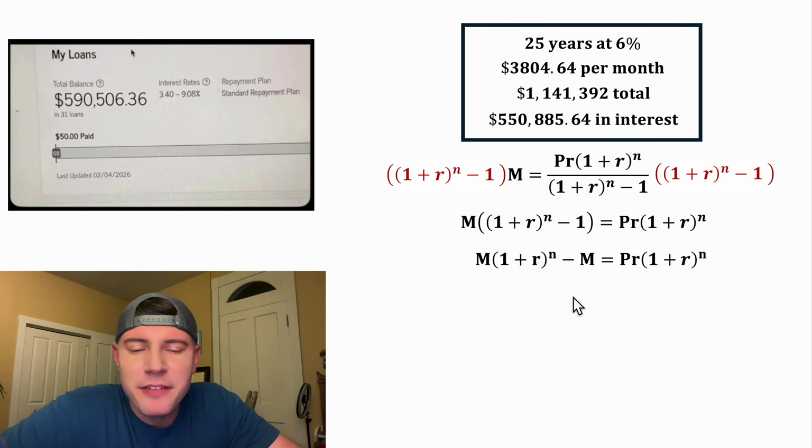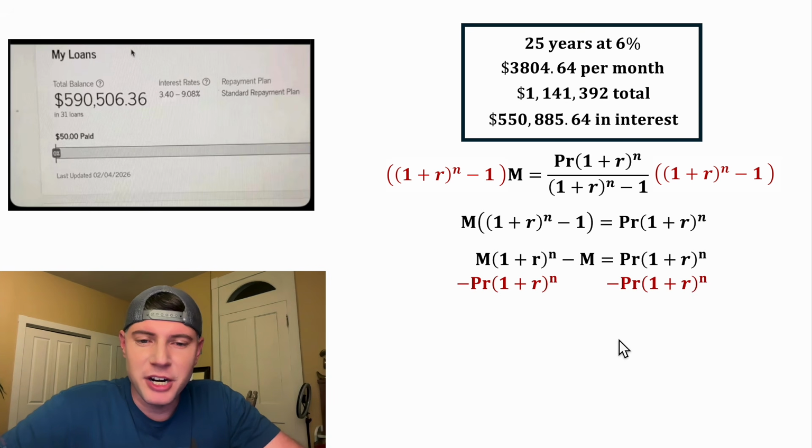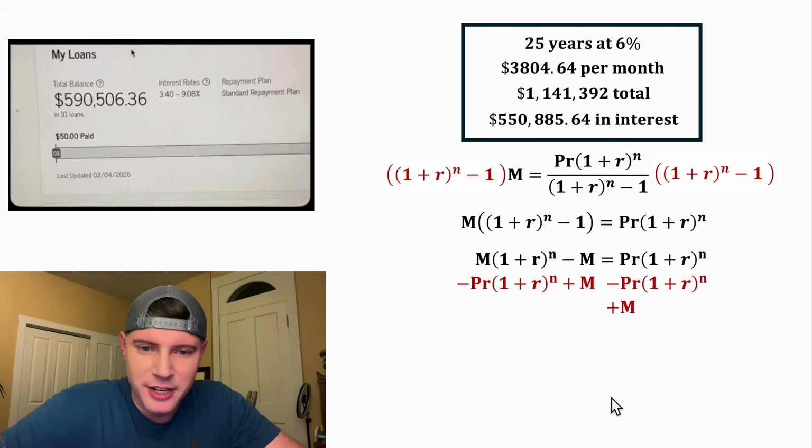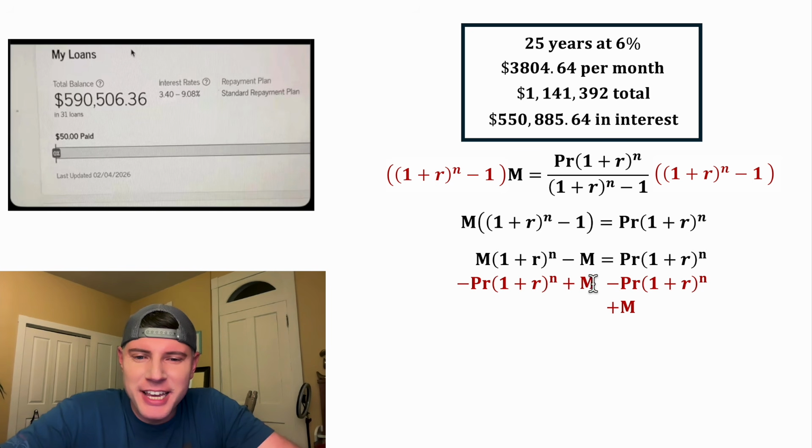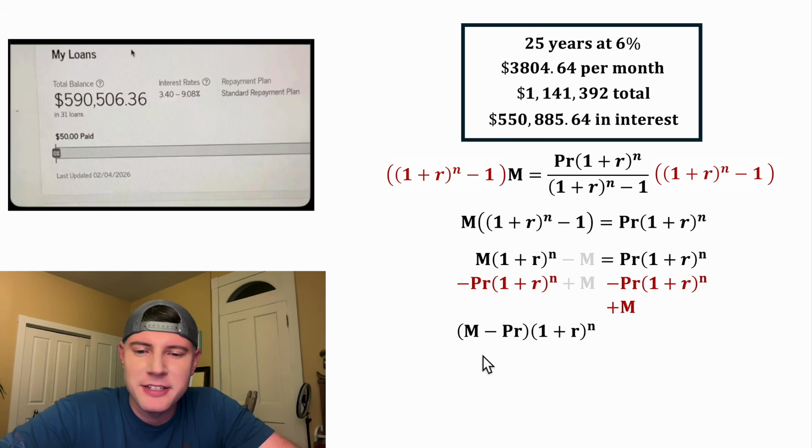And then next, let's get everything with an N on the left-hand side and everything without an N on the right-hand side. To move this over here, let's subtract it from both sides. And to move the M over here, let's add M to both sides. On the left-hand side, this negative M and this positive M are going to cancel each other out. So we're going to be left with M times this minus PR times this. We can rewrite that as M minus PR, whole thing times this. And then on the right-hand side, these are going to cancel each other out, leaving us with M.